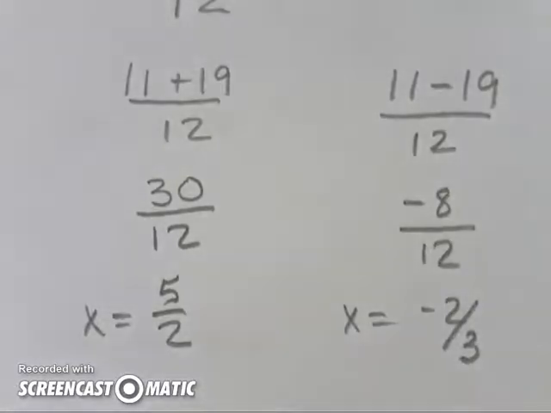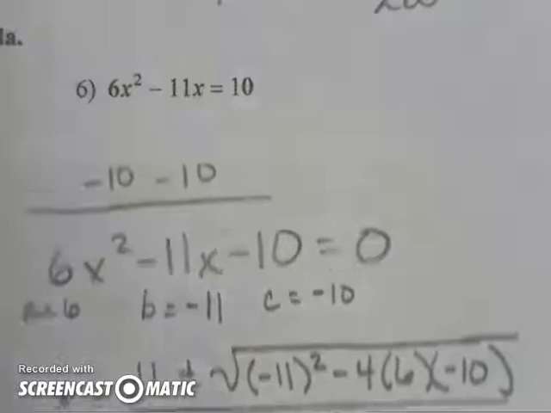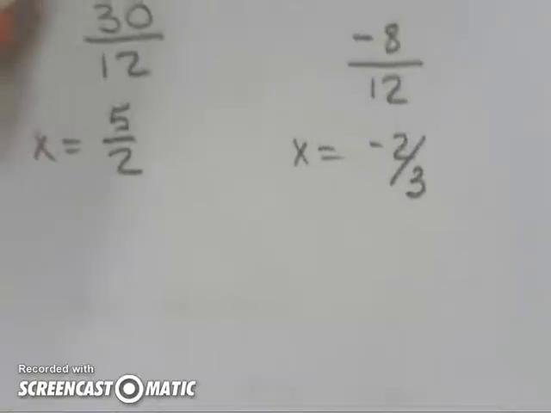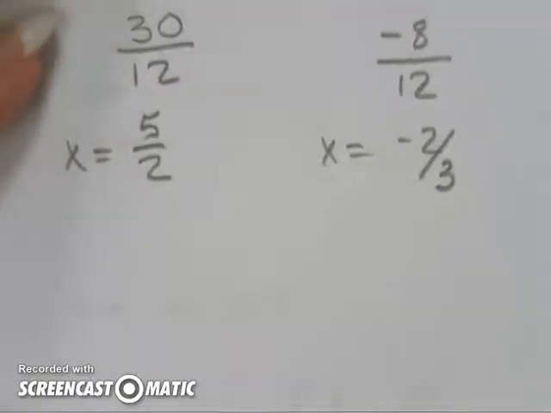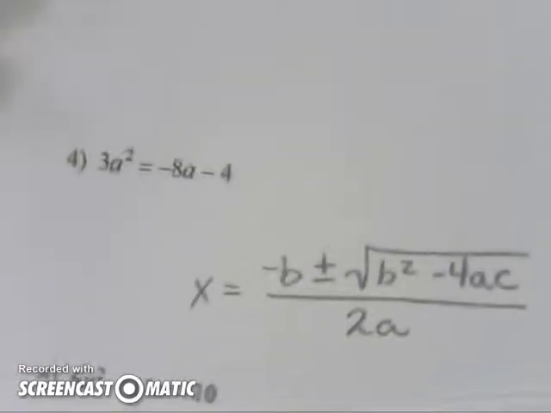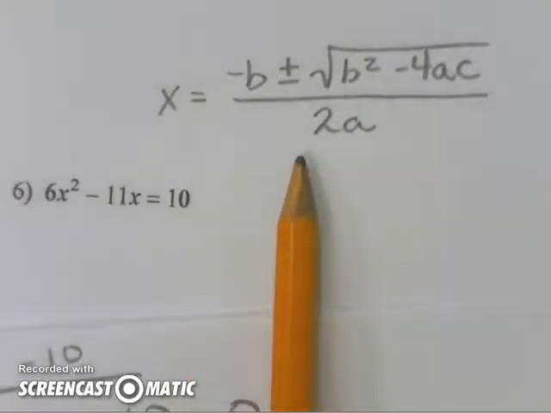These would be my two solutions for my original problem of 6x squared minus 11x equals 10. I receive 2 solutions. This is how you use the quadratic formula. You must know the quadratic formula. X equals the opposite of b plus or minus the square root of b squared minus 4ac all over 2a.